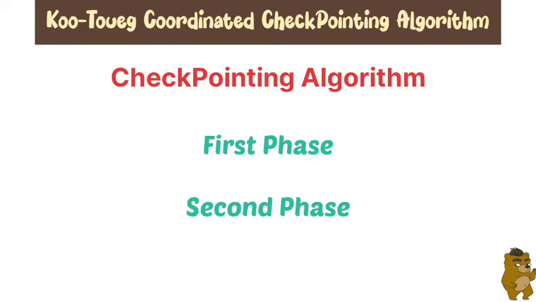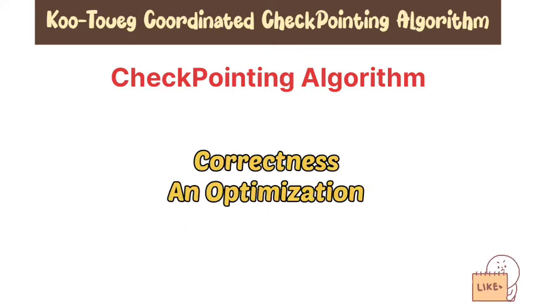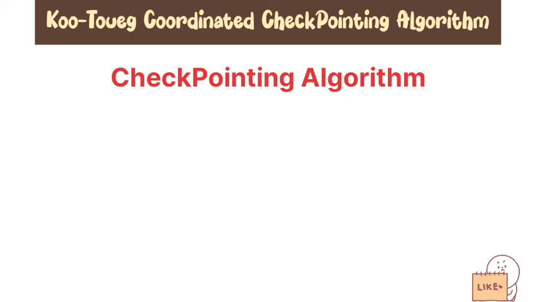In the second phase, it informs all the processes about the outcome of the decision, and after that it advances the checkpoints by taking the permanent checkpoints. Until the decision is made, the various processes cannot communicate with each other, and the decision is made according to correctness and optimization.